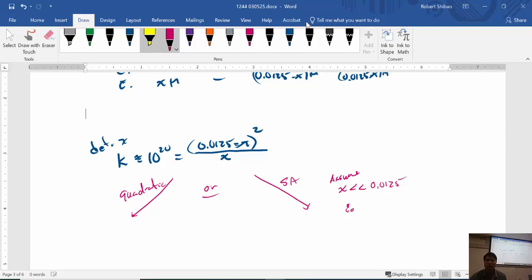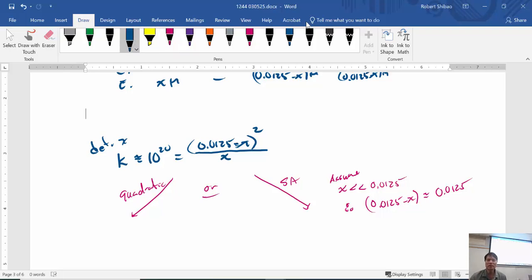Therefore, 0.0125 minus x is going to be about 0.0125. It barely changed. So if you have a swimming pool and you have a swimming pool minus one drop, well, the swimming pool minus one drop is just going to be about the swimming pool's worth of volume. So it doesn't change.